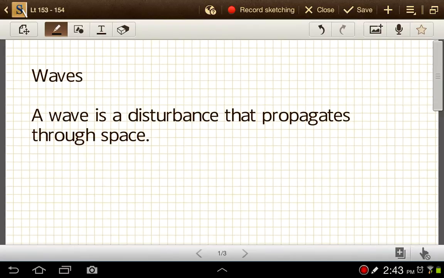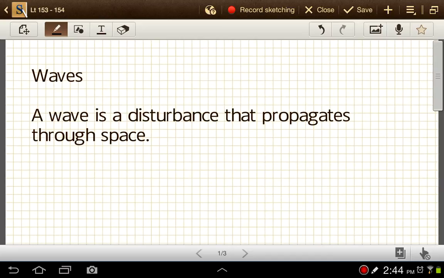Welcome back, everybody. We're shifting into our next big unit now, which is waves and optics. So a wave, first off, we need to recall the definition for this. A wave is a disturbance that propagates through space.